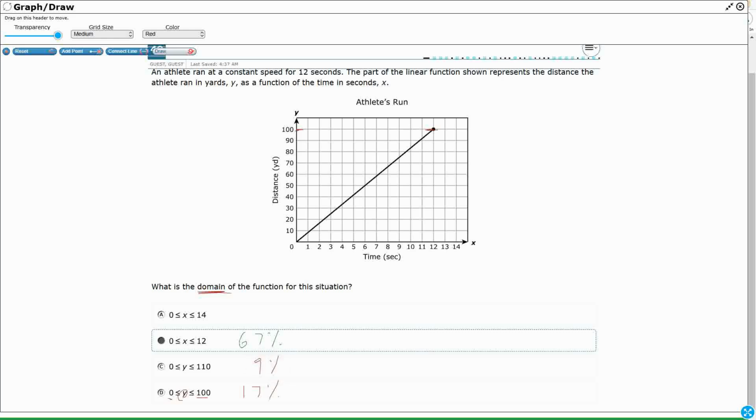And then we've got 7%, 9%, what these are. Those are just all of the possible values. 0 to 14 on the x-axis, 0 to 100 on the y-axis. So this was pretty easy. In fact, this was our 9th easiest item on the test. So that was pretty easy for us.